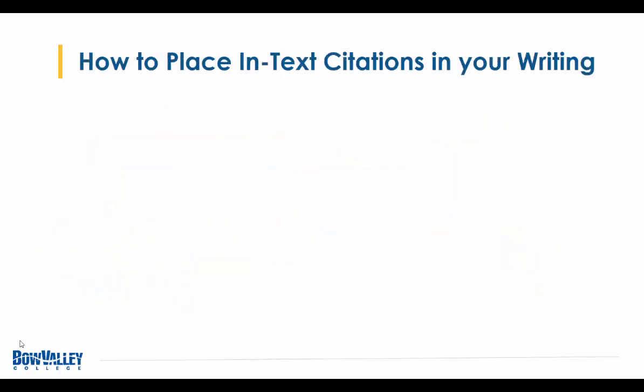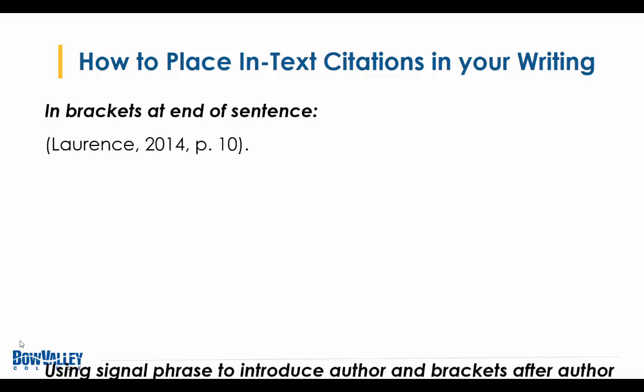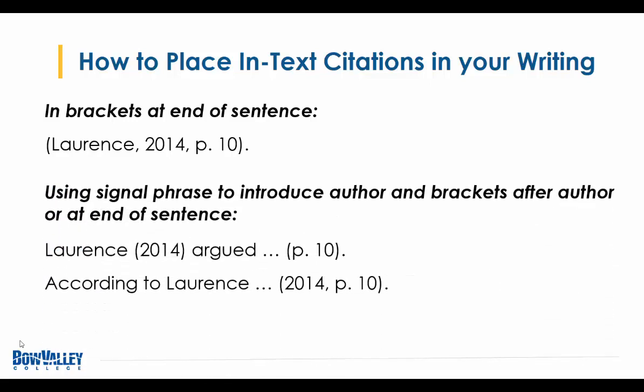You have three options for writing in-text citations in an assignment. All these options are acceptable in APA style, so it's up to you to choose which one you'd like to use. You can include all the parts in brackets at the end of the sentence, with a comma separating each piece of information, or you can use a signal phrase, which introduces the name of the author. For example, according to Lawrence, or Lawrence argued. When using a signal phrase, you still need to put the other pieces of information in brackets after the name of the author or at the end of the sentence.